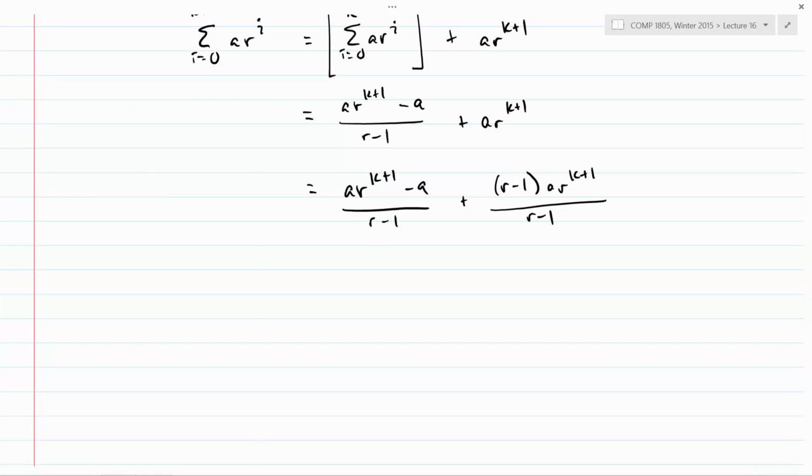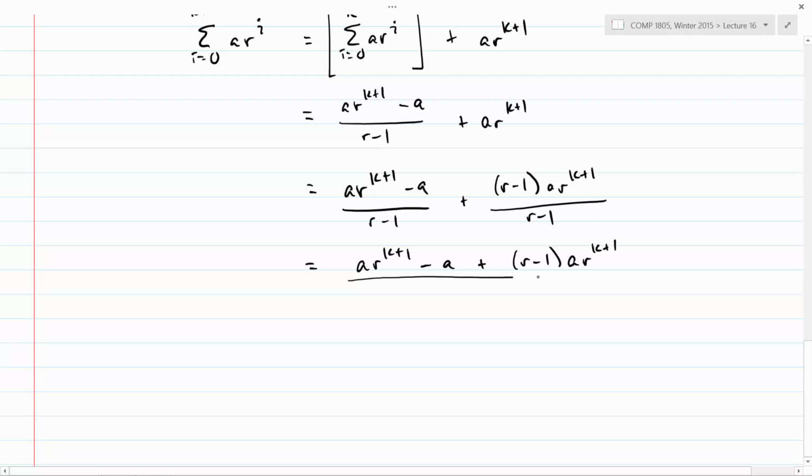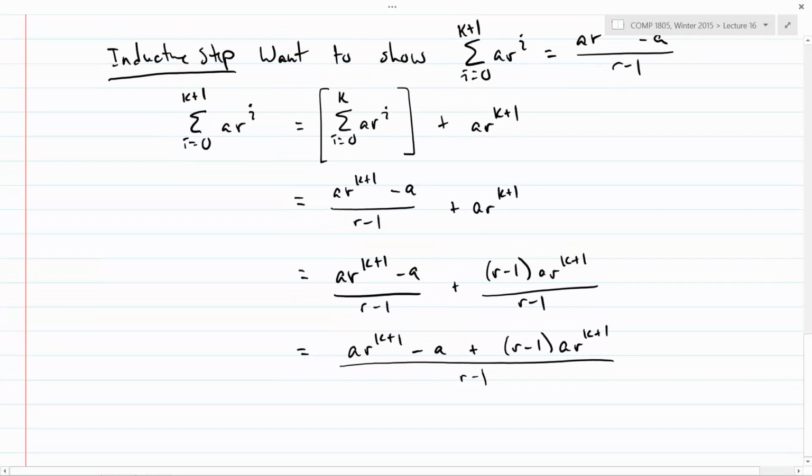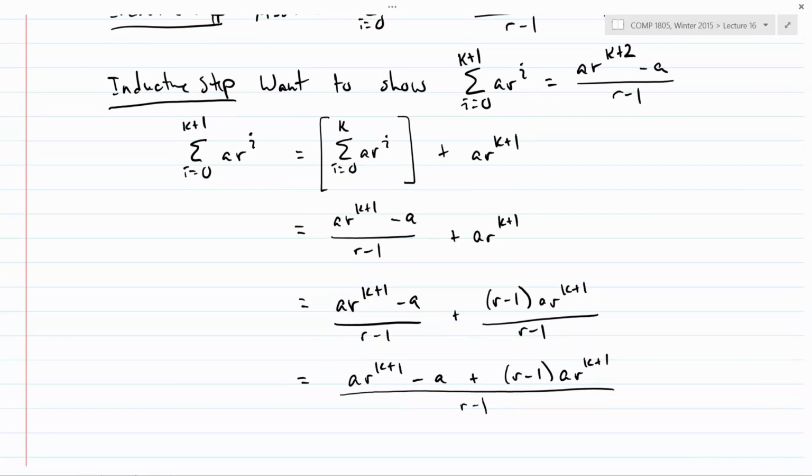All right. So now I can write this out all as one long numerator: AR to the k plus 1 minus A plus (R minus 1) times AR to the k plus 1. And this is all over R minus 1. And things are looking good because I don't have any summations, but I'm not quite where I want to be. I'm shooting for (AR to the k plus 2 minus A) over (R minus 1). I already have the denominator that I want, R minus 1. So I just need to work with the numerator a little bit to get it where I want it.